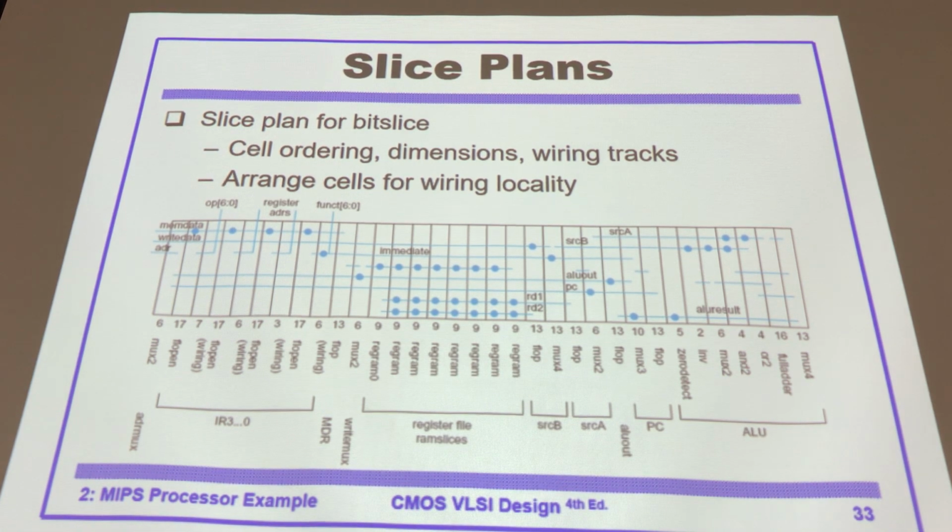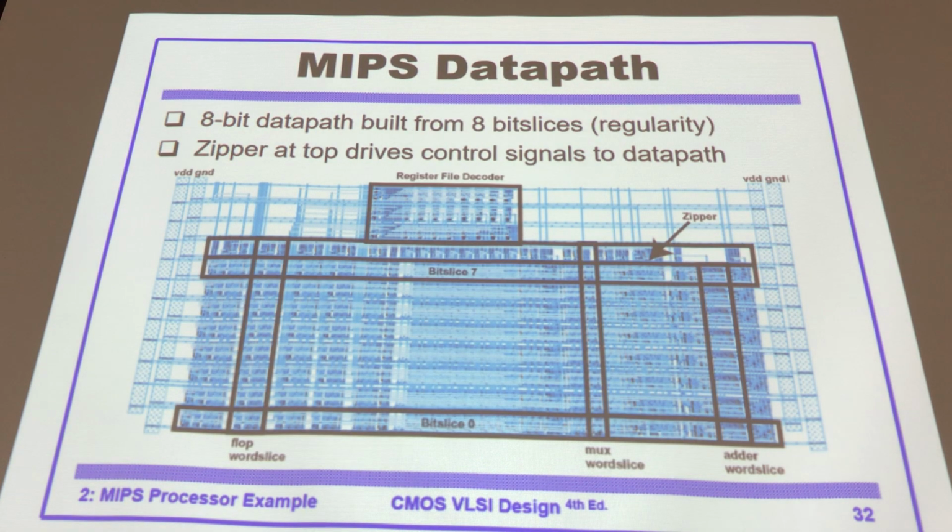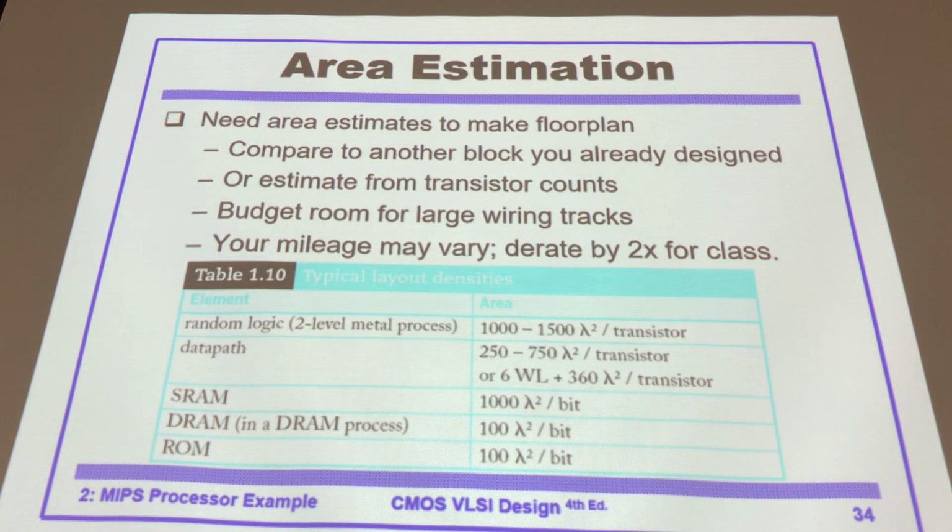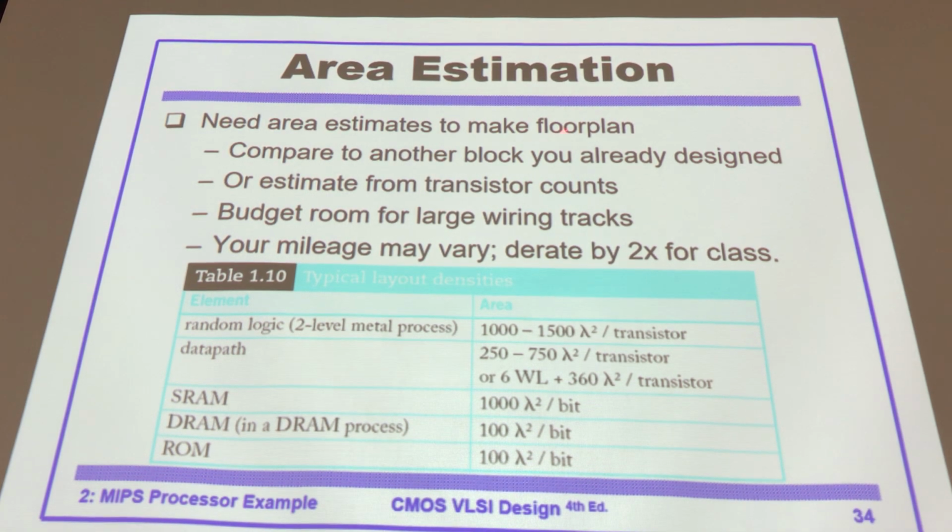It's a 1-bit datapath. And then we replicate 8 copies, and it becomes an 8-bit datapath. And then you can try to estimate the chip area, because that affects your layout, your floor plan. We need an area estimate to make the floor plan.